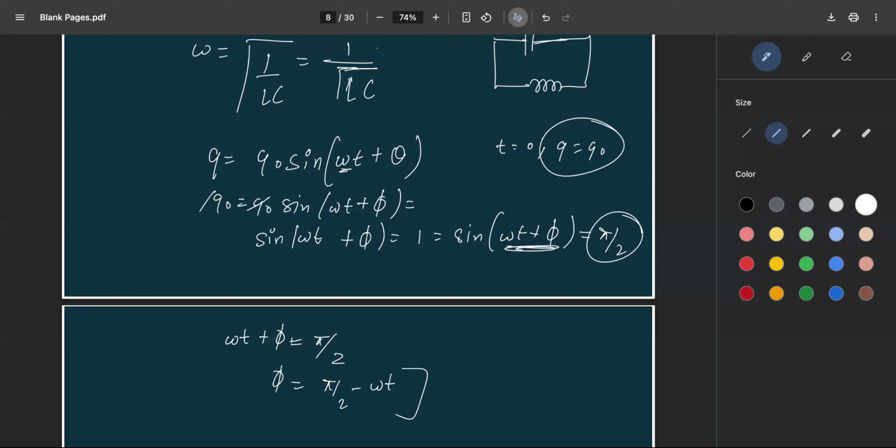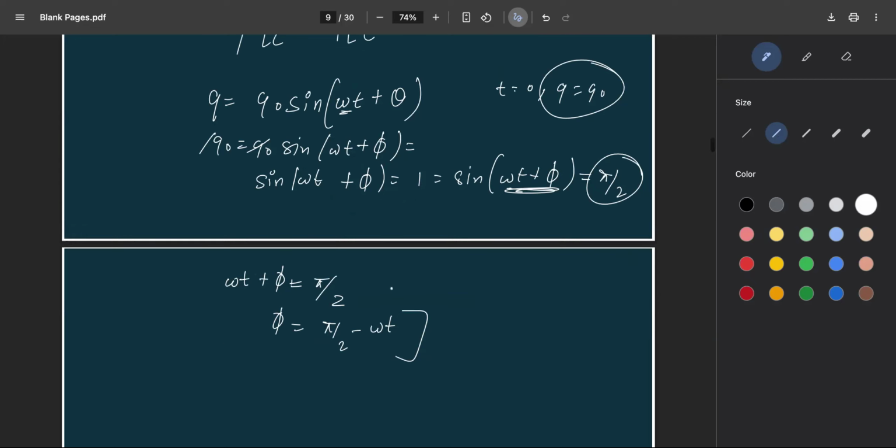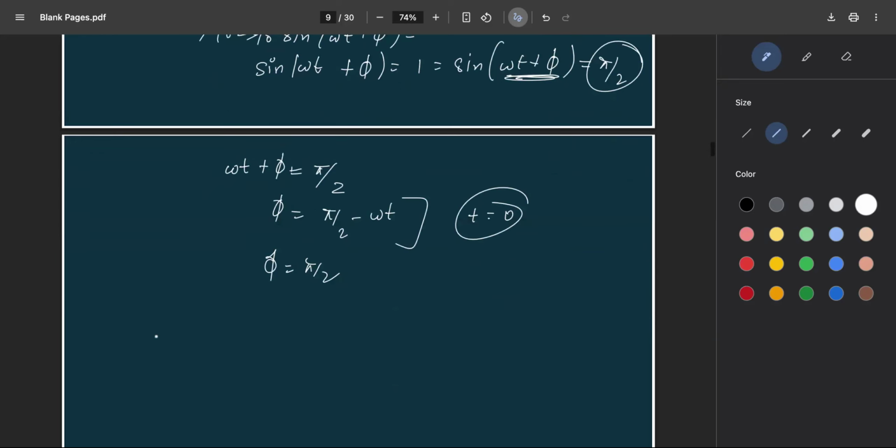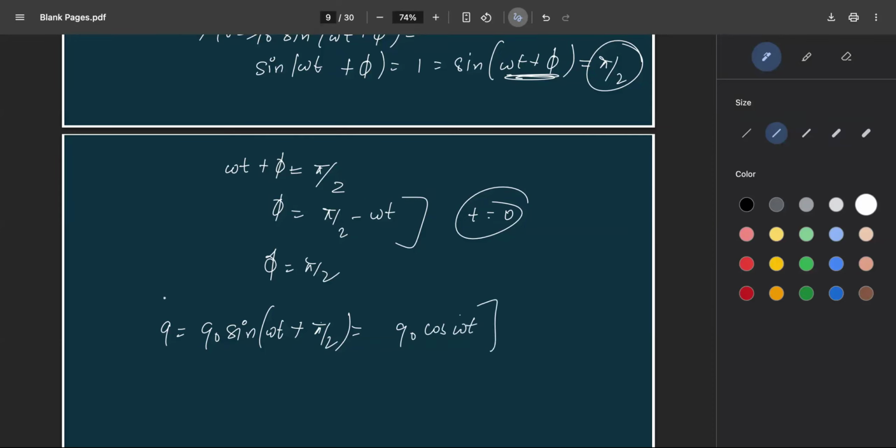Clear? If you go back and put the value, you get theta equal to pi by 2, since time is already zero. So you can see that this q equation comes out as q naught sine of omega t plus pi by 2. This results in q naught cos omega t. Clear? Now the moment you put t equals 0, q is max. That's how you're supposed to solve these kinds of problems.